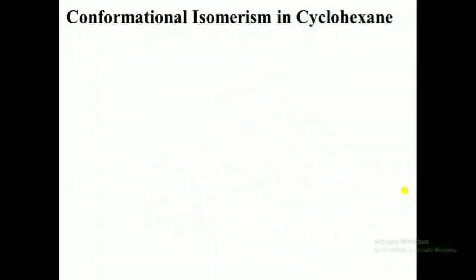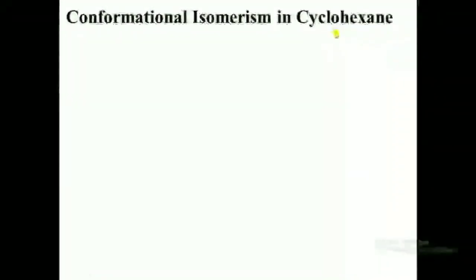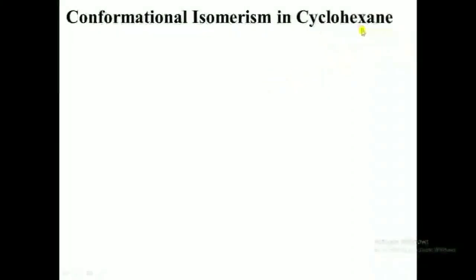Next, we will discuss the conformational isomerism in cyclohexane. So cyclohexane, you know that hex means 6 carbon atoms, ane means that it's an alkane, and cyclo means that it is cyclic in structure. So that means cyclohexane contains 6 carbon atoms. All carbon atoms are saturated. That means all carbon atoms form carbon-carbon single bonds, and that is a cyclic structure.